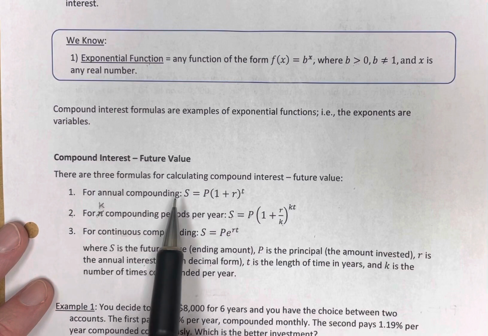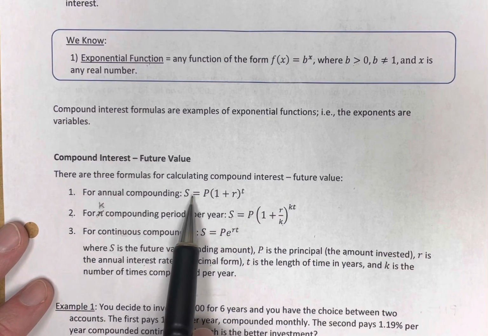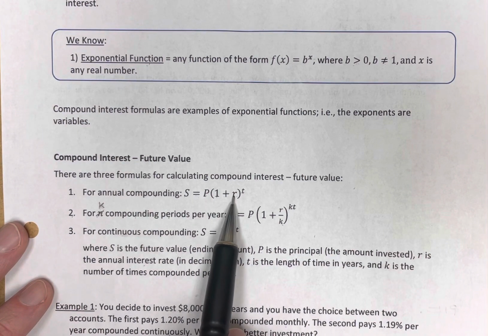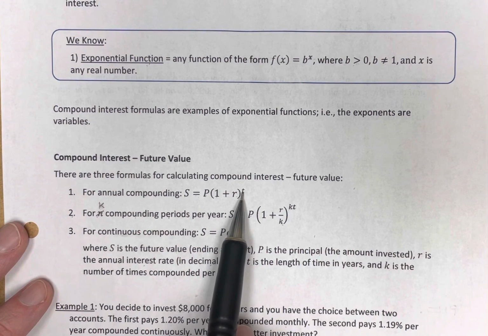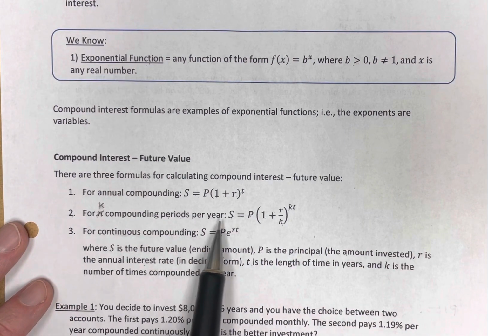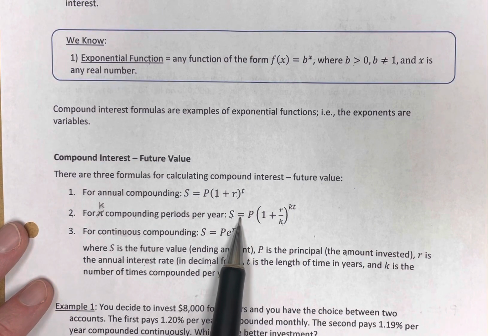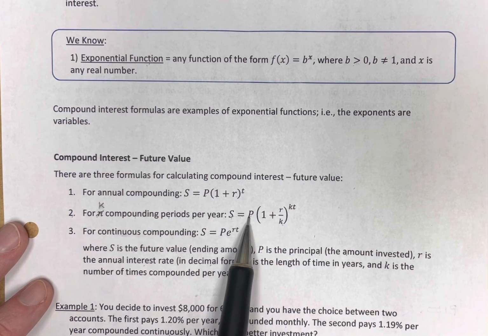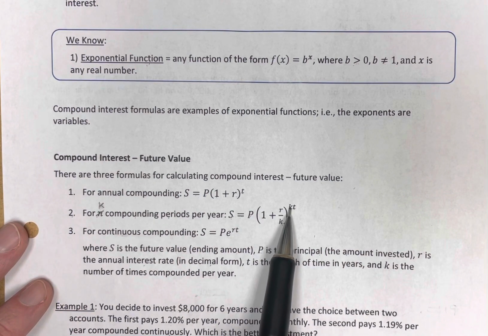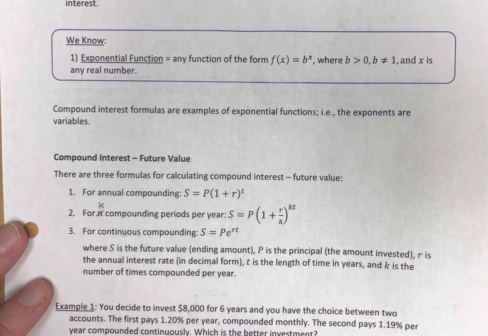Okay, so for annual compounding, the amount in the future equals the amount that you invest times 1 plus the rate as a decimal raised to the number of years. For K compounding periods per year, the future value is equal to the present value, the principal, the amount you invest, times 1 plus the rate as a decimal divided by the number of times you're compounding per year, all of that raised to the product of the number of times compounded per year times the number of years.